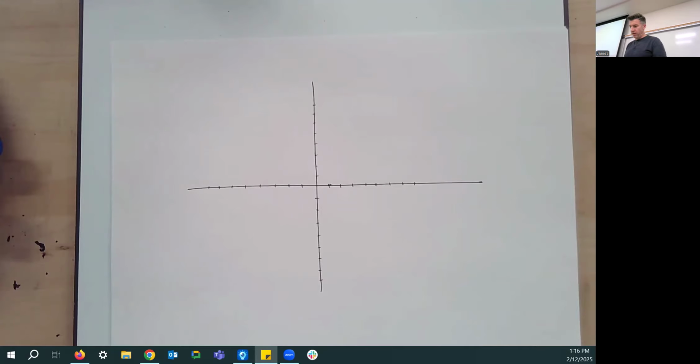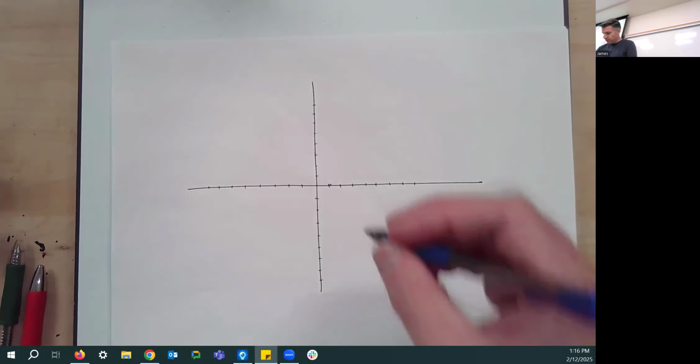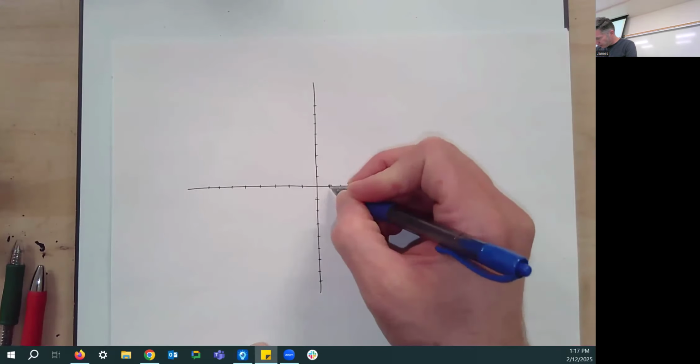So we're going to draw the things. I've got 4 colors. So we'll draw all the things. First of all, the eigenlines. I've got y equals negative 2x. So that's going to be over 1, down 2.